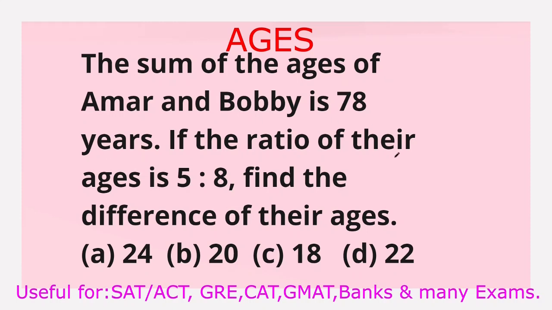If the ratio of their ages is 5:8, find the difference of their ages. The given options are option A 24, option B 20, option C 18, and option D 22.